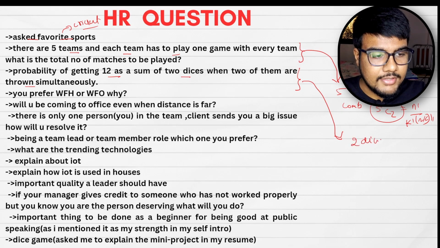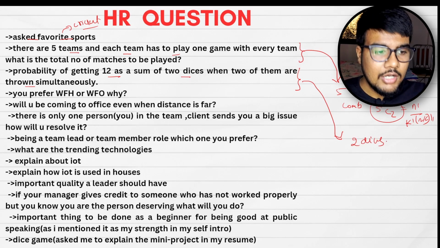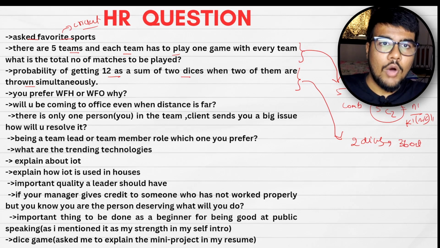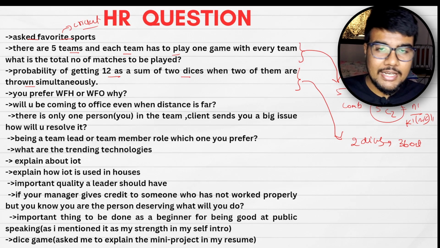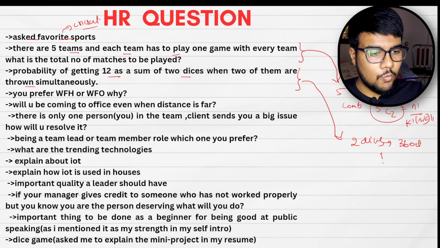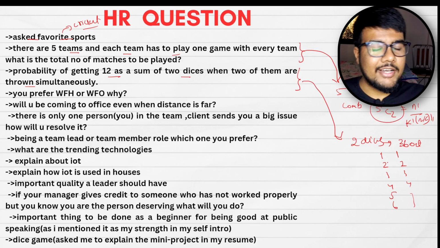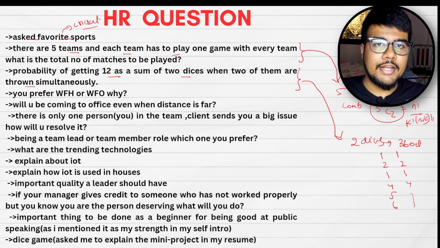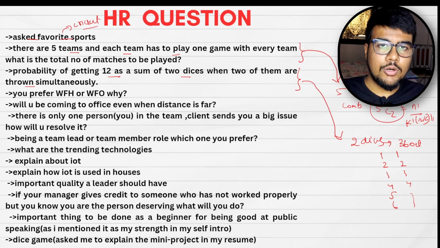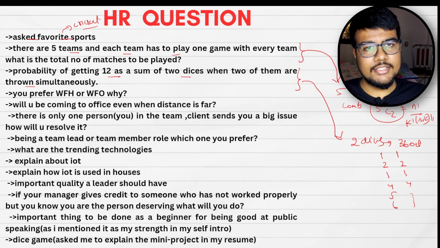So if there are two dice, great. What would be the total number of outcomes? The total number of outcomes would be 36, because if you are throwing a die, you will get 1, 2, 3, 4, 5, 6, and if you are throwing another die, 1, 2, 3, 4, 5, 6. When you club them and create outcomes like 1,1, 1,2, 1,3, 1,4, the total number of outcomes you find at the end is 36.